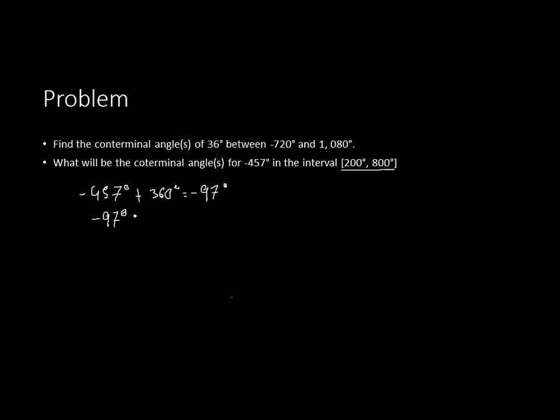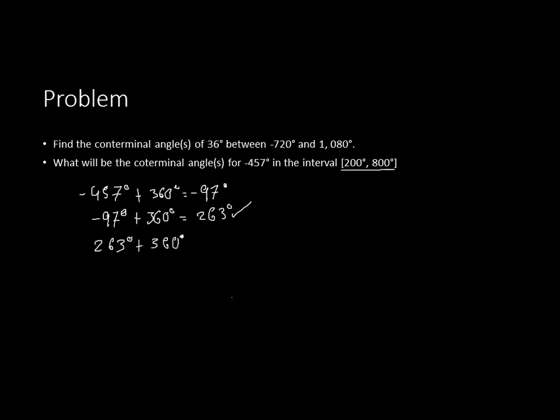So let's continue. Negative 97 degrees plus 360 degrees. Let me take a look. Plus 360. It is 263 degrees. So with that, we have our first answer because this one is part of this interval. So we're good to go. Now let's continue.